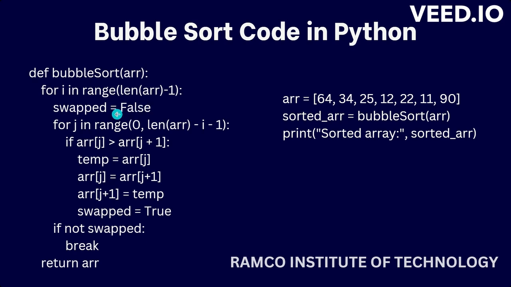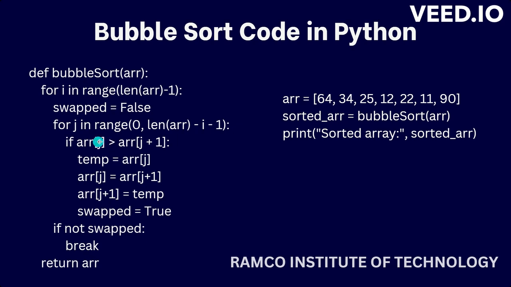Then the variable swap is initialized to false. This variable is used to optimize the sorting process. If no swaps are made during an iteration, it means the array is already in sorted order and the algorithm can terminate early. Then there is an inner loop that goes from 0 to the length of the array minus i minus 1. So this loop iterates over the unsorted array.